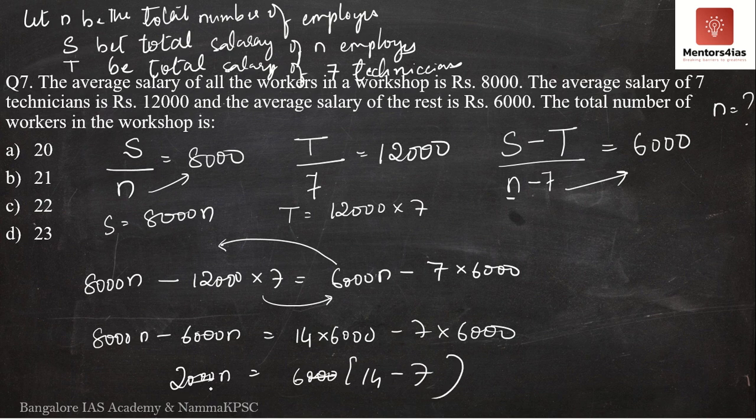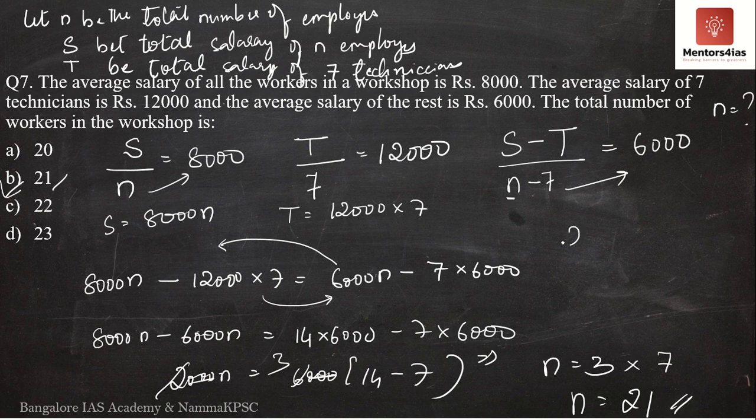All the zeros get cancelled. 2, 3 is a 6. What are we left with? N is equal to 3 into 14 minus 7. That is nothing but 7 itself. Therefore, N is equal to 7, 3 is a 21. The total number of employees in the workshop is 21. The correct answer is 21, option B. If you want the rest of the employees, not 21 minus 7, that is 14. Therefore, the correct answer is 21.